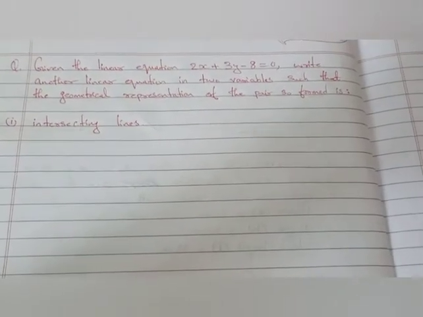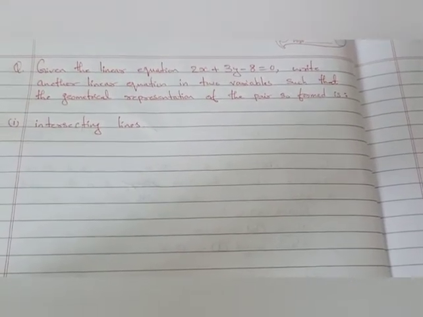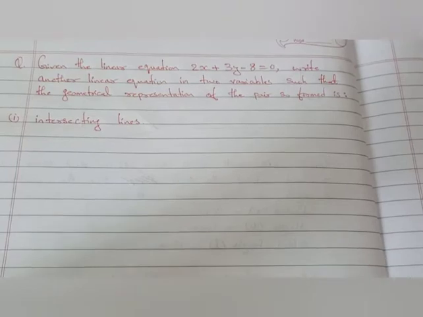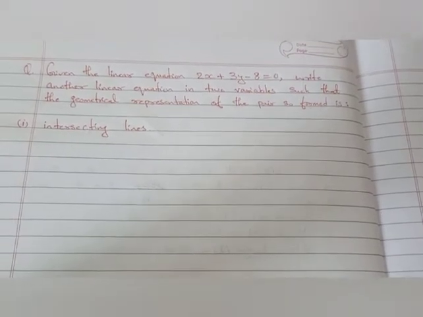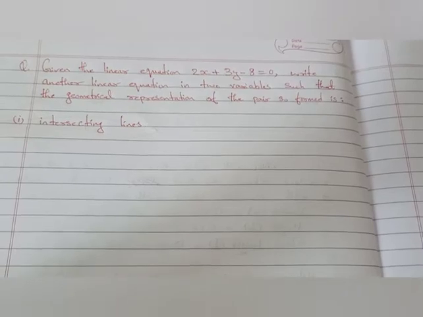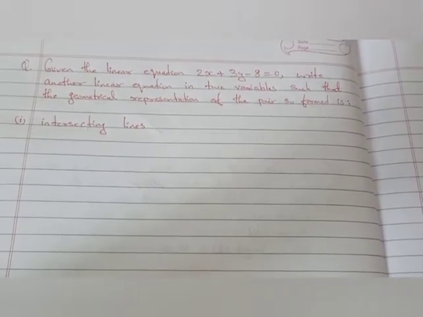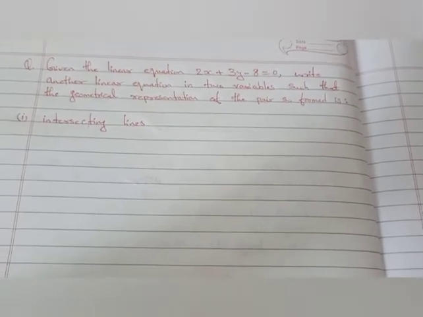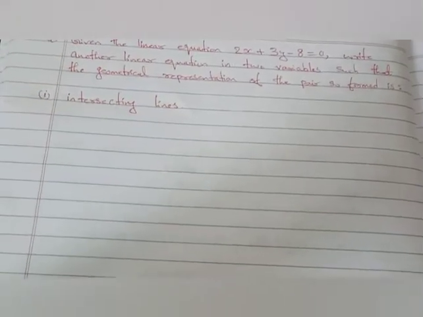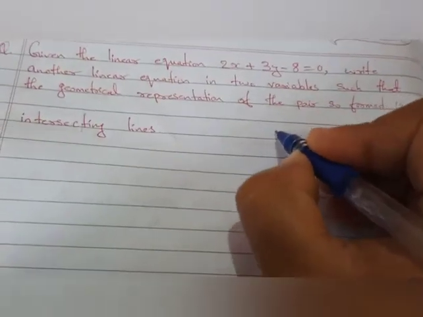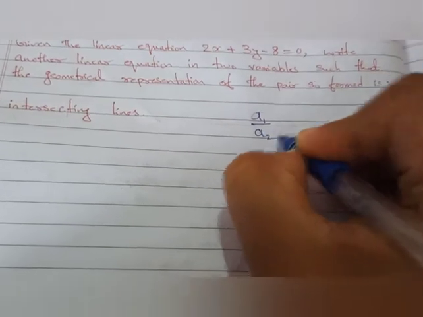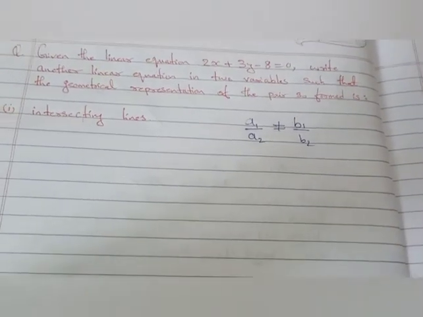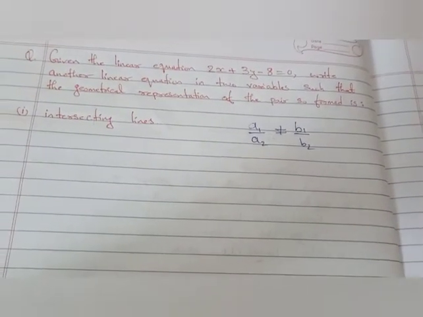In this video, we are going to continue our evaluation of graphical solutions. The first question here is, we have been given a linear equation 2x plus 3y minus 8 equals to 0. We're supposed to write another linear equation in two variables such that the geometrical or the graphical representation of the pair so formed is, in case 1, intersecting lines. We know that for intersecting lines or a unique solution, the ratio of the coefficients must be a1 by a2 not equals to b1 by b2. So for intersecting lines, this is the condition that we are supposed to make.